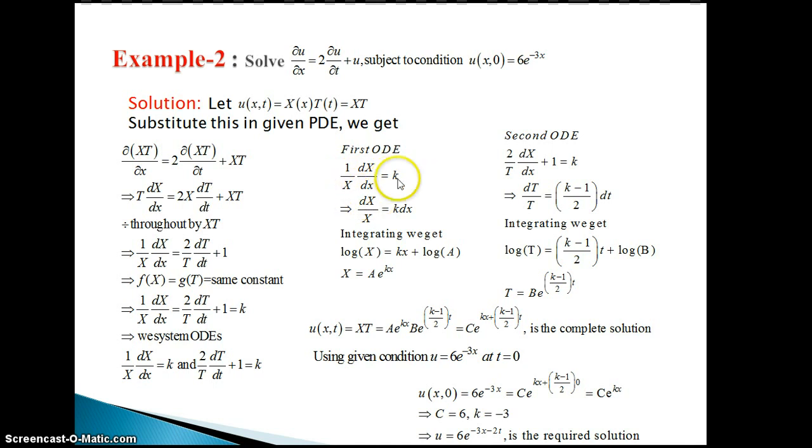Separate the variables again. You can write dX by X is equal to k times dx. So integrating this and rearranging, we will get the solution for X is equal to a times e power kx.